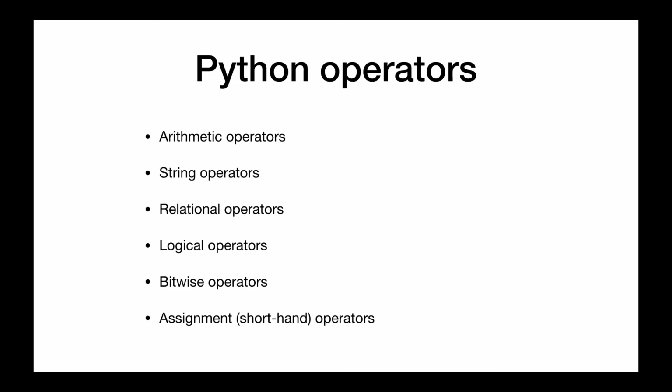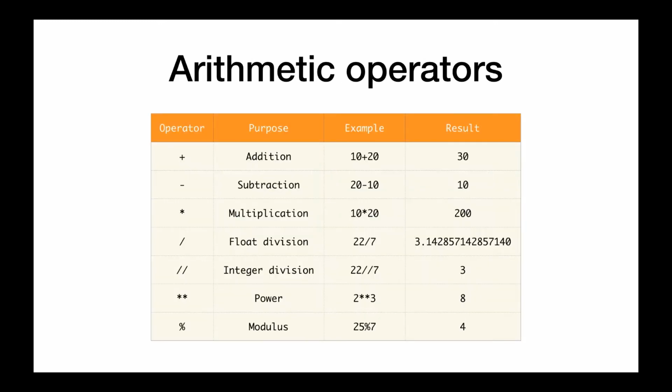In this lecture, let's have a look at Python operators. Python operators can be divided broadly into arithmetic, string, relational, logical, bitwise, and assignment operators. Arithmetic operators perform arithmetic operations on numerical values. Most commonly used ones are plus, minus, star, slash for addition, subtraction, multiplication, and division.